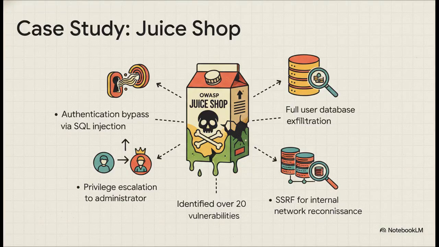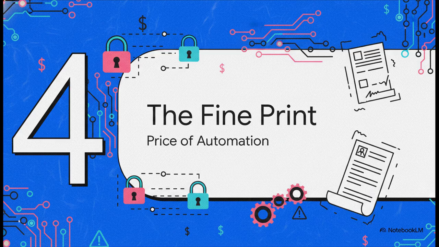So let's look at a real-world case. The OWASP Juice Shop is this famous, intentionally vulnerable app that's notoriously hard to hack. In a single run, Shannon found over 20 vulnerabilities. And we're not talking about small stuff. It found things like a SQL injection that let it bypass the login screen completely, another flaw that let it steal the entire user database, and it even figured out how to turn a regular user account into a full-blown administrator.